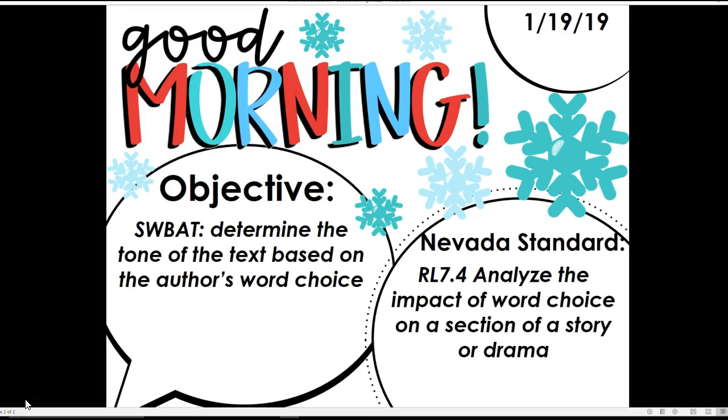The very first ELA standard that we're going to tackle for 2019 is going to be Nevada Standard RL 7.4, which is to say that students in the state of Nevada in 7th grade should be able to analyze the impact of word choice on a section of a story or a drama. So today we're going to focus on tone. And so by the end of class today, hopefully, you will be able to determine the tone of a text based on the author's word choice.